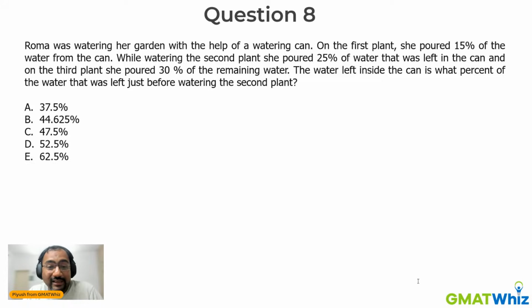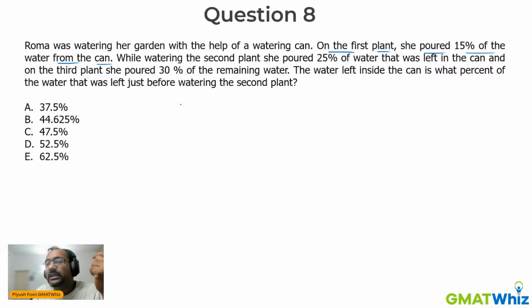Now, this could be a calculation-intensive question. Again, I know you have read this. I know you have solved this. I'm not giving you the time to read it again. So let's see what is happening. Roma was watering her garden with the help of a watering can. On the first plant, she poured 15% of the water from the can.